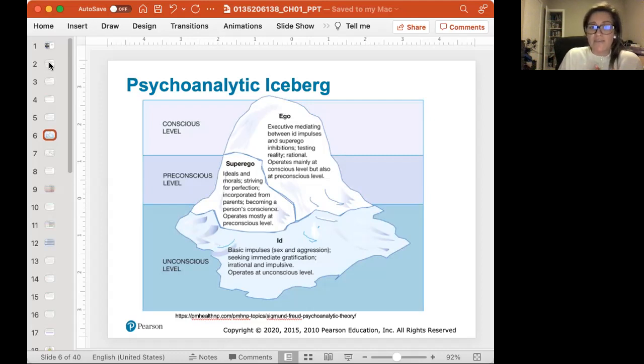So the conscious level is your ego. This is your executive, mediating between the id impulses and superego inhibitions. You're testing reality. It's the very rational part of the self. It operates mainly at the conscious level, but it can also be somewhat at the pre-conscious level.